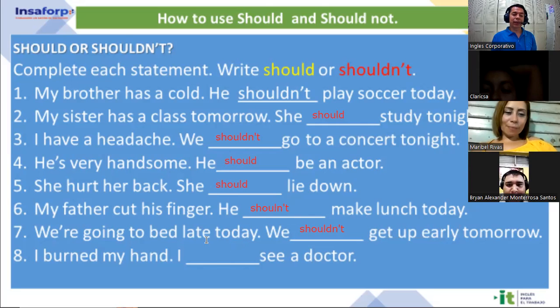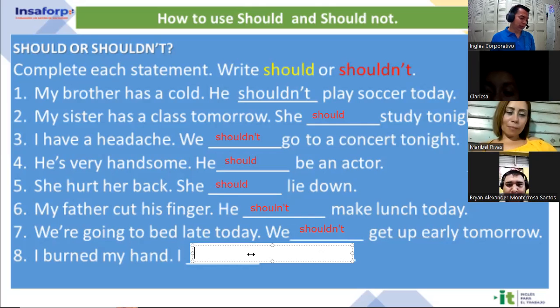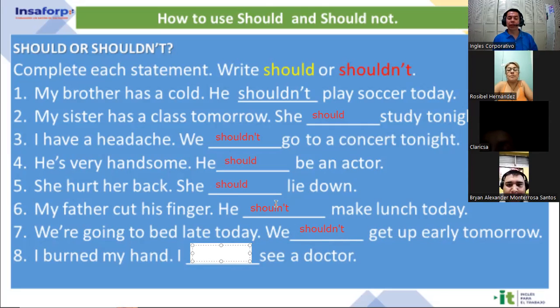Okay, and number 8, I burn my hand. Quemé la mano, oops. So I should or I shouldn't. The question goes to Rosy again. Please. I should. I should see a doctor, right? Any question, class? Questions?